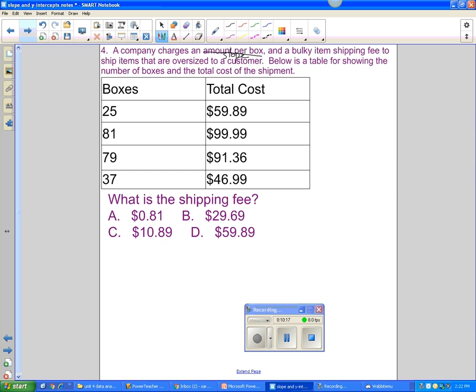What else does this company charge you? Very good. Well, if the amount per box is the slope, what does the shipping fee have to be? Joey's on it today. Y-intercept. So you got two different things, a slope and a y-intercept. What is the shipping fee? Well, what did we just say the shipping fee was going to be? The y-intercept. So before I put it in my calculator, I got to see what it's asking me. Okay? All right, now you may pick up your calculators and put it in stat.